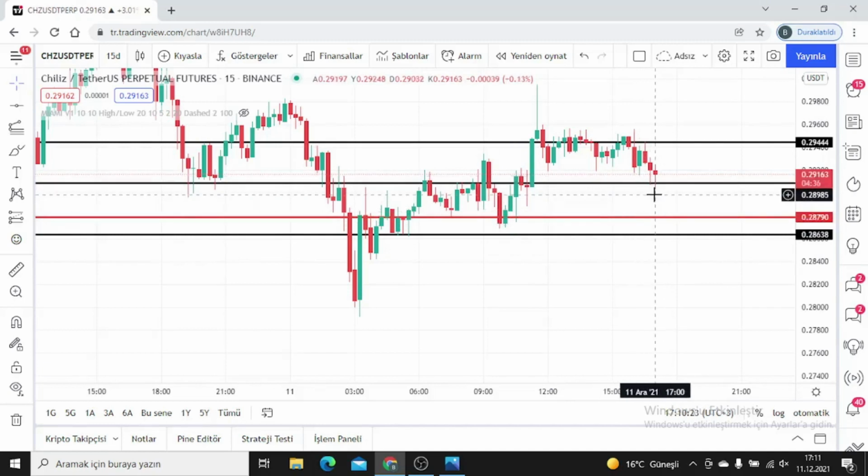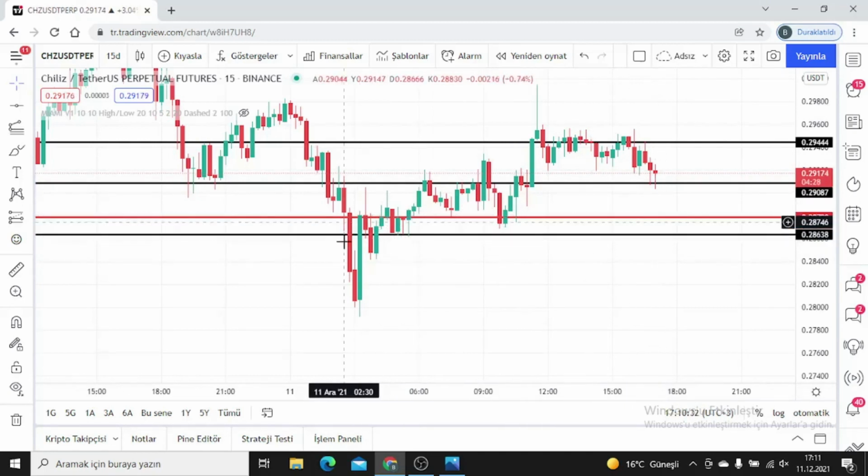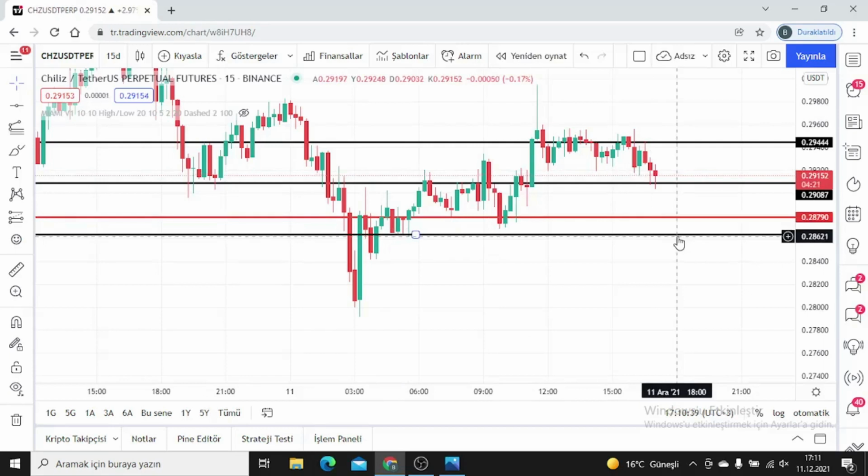Now I come to my third order, so here. As you can see, I'll make a purchase here. For example, it could not hold here, the price returned after that, and lowers my average even more. So here is what I have to do. I divide my money by 3, by 4, by 5.